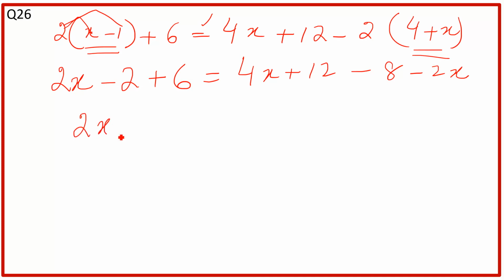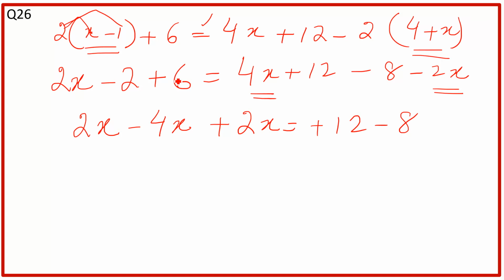Now we will keep all the x's on the left hand side. So this is 2x, only we have 2x here, and then we have 4x and negative 2x on the right hand side. So we will take the transpose of these two. It will be negative 4x and then positive 2x. Here we have positive 12, negative 8. These two constants are on the right hand side, so we will take the transpose, means we will change the sign.